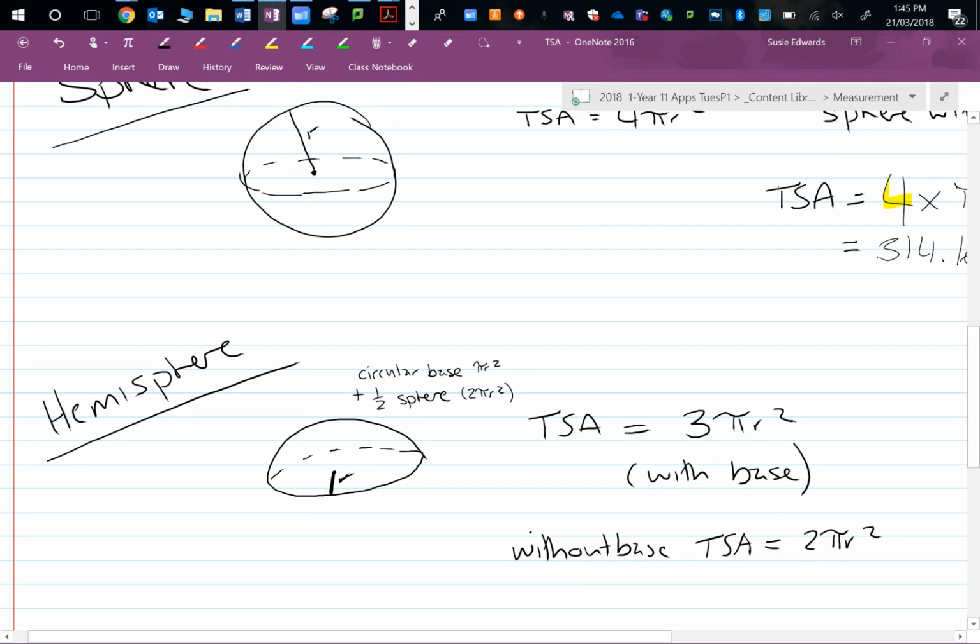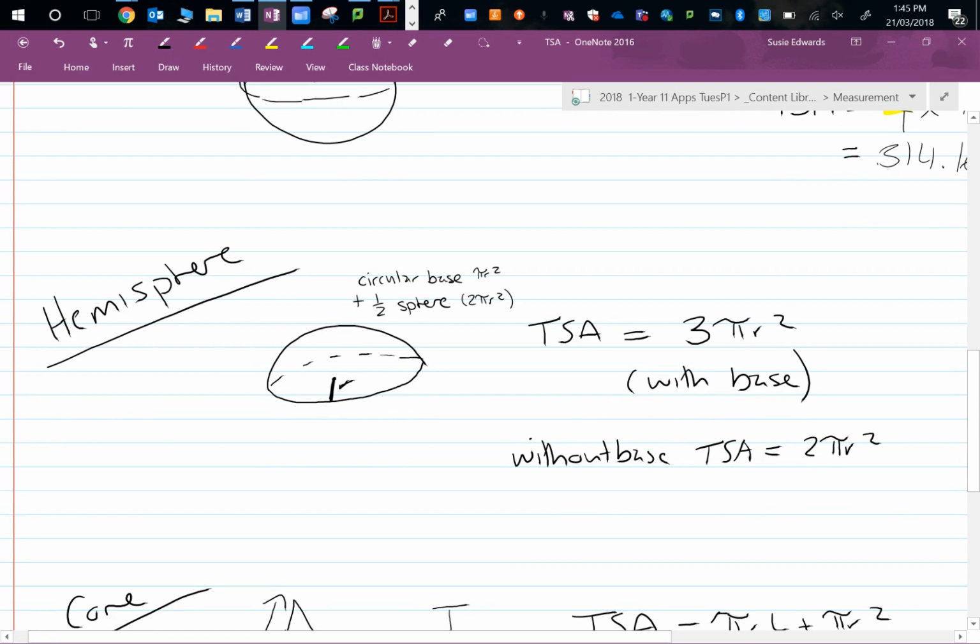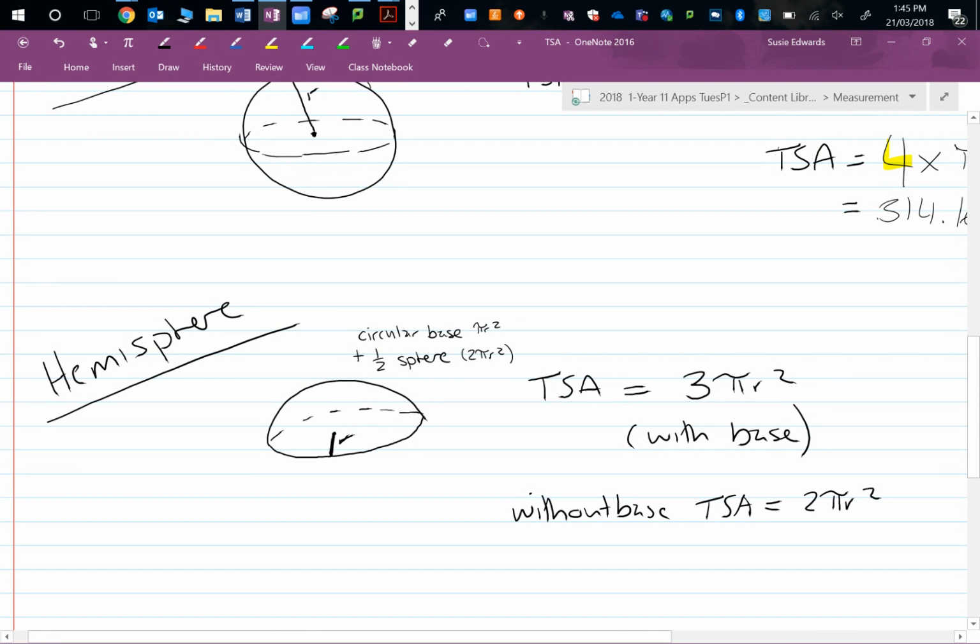A hemisphere without a base is 2 pi r squared, because it's half of the 4 pi r squared. So a whole sphere is 4, a hemisphere with a base is 3, and a hemisphere without a base is 2.